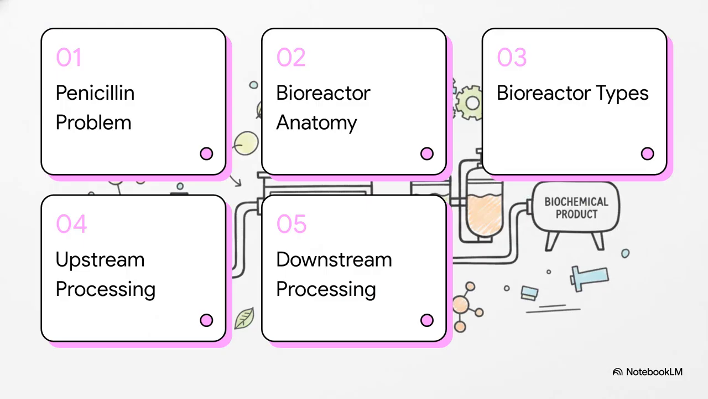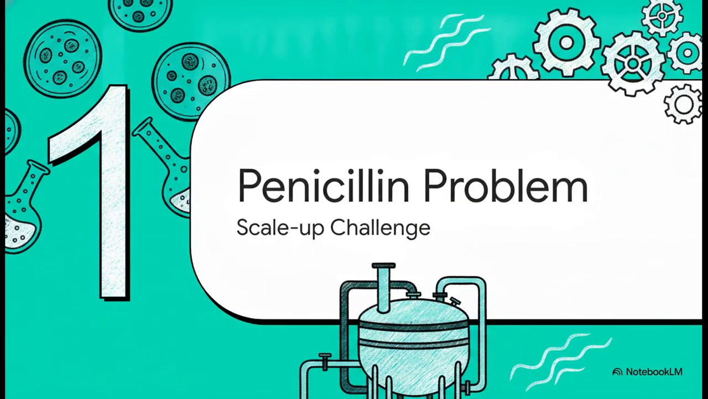So here's our roadmap for the chapter. We're going to start with the historical penicillin scaling problem, then we'll examine the anatomy and the different types of bioreactors, and finally, we'll actually walk the biological factory floor by exploring upstream and downstream processing. All right, let's jump right into section 1, the penicillin scaling problem, from petri dish to mass production.